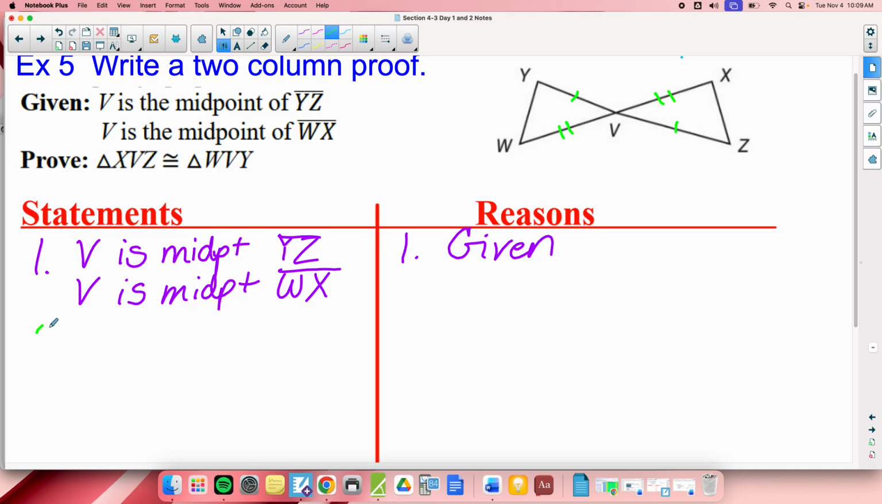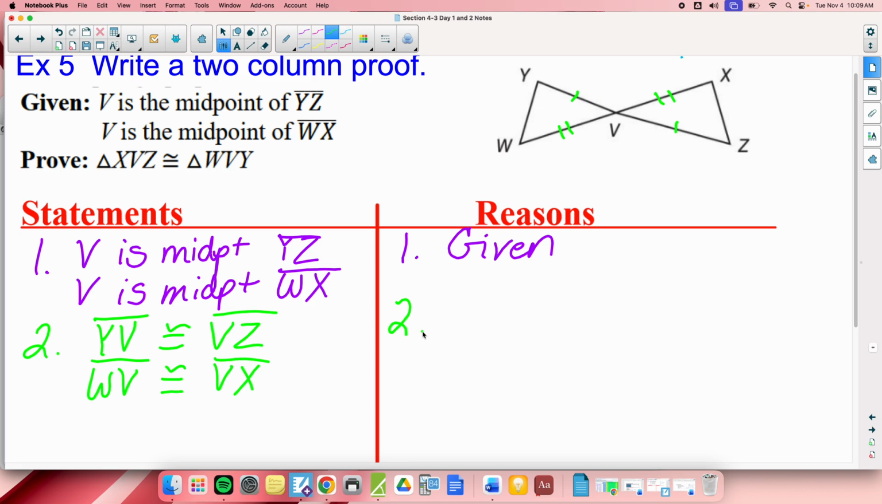So now I can write that down. I write segment YV is congruent to segment VZ, and then segment WV is congruent to segment VX. And that is what? Midpoint theorem. And here's how I abbreviate that. MIDPT and then THM for theorem.